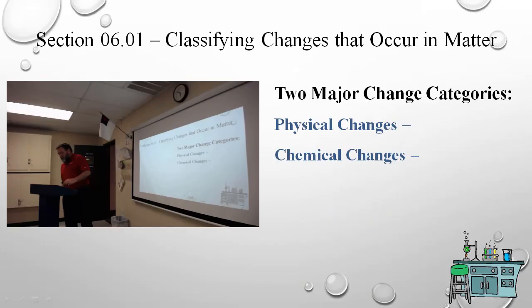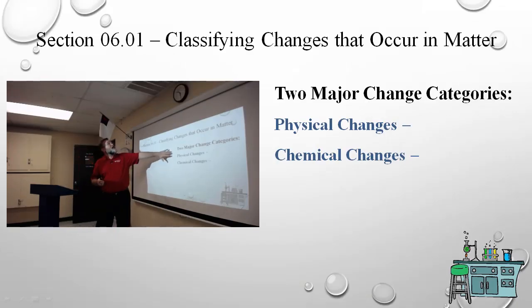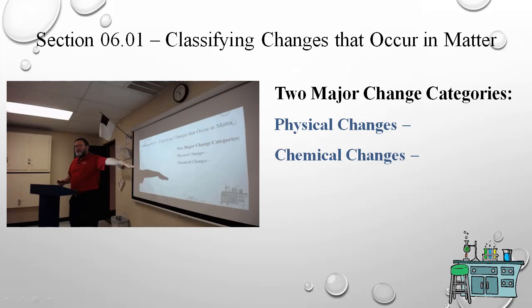All right, quick review. Yesterday we talked about the two major change categories that we have, physical changes and chemical changes. So, physical changes and chemical changes. Physical changes are primarily in the way things look. We don't actually change the atoms or molecules that make it up. We just make them look different.